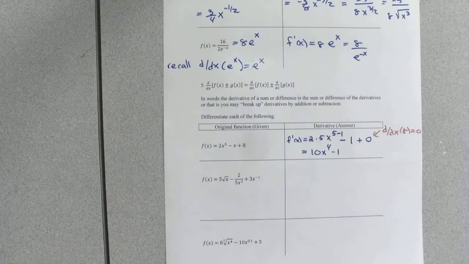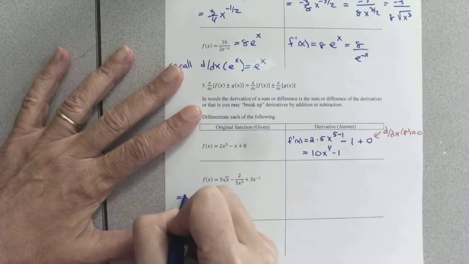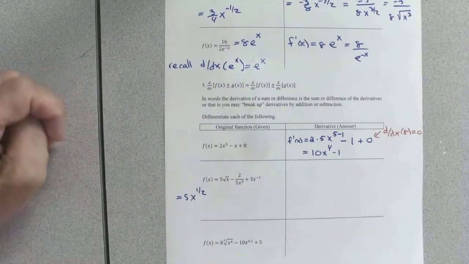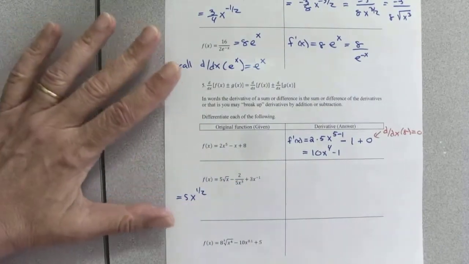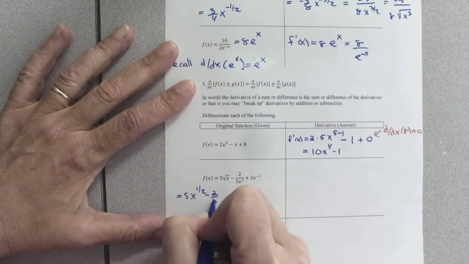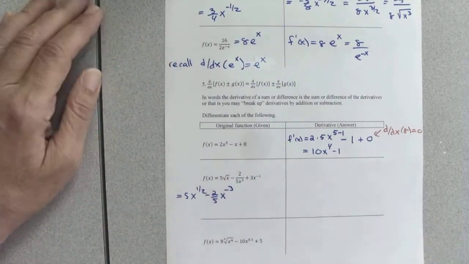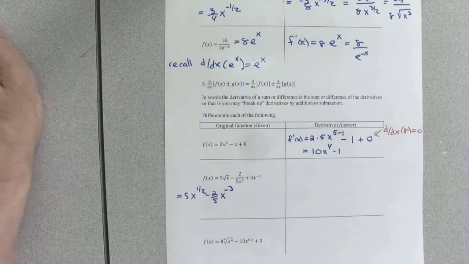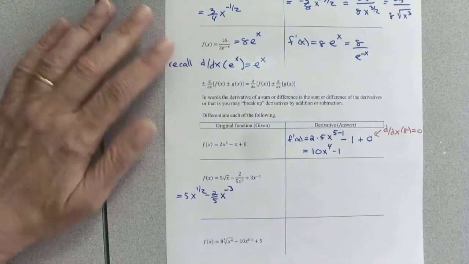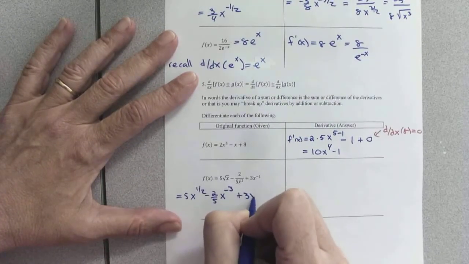Okay, next one. Rewrite first. Radicals are always rewritten, and we don't like variables in the denominator if we can help it. So the first thing I do is rewrite this. So that's 5x to the 1/2 minus 2/5 x to the negative 3. Where just the x knows. I don't care about the 2/5. It's just a coefficient. It's not hard. Basically, leave it alone. Plus 3x to the negative 1.